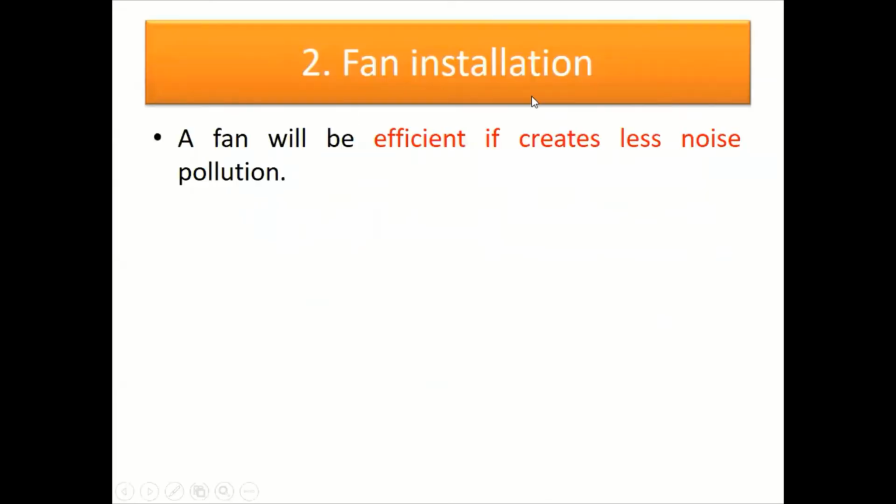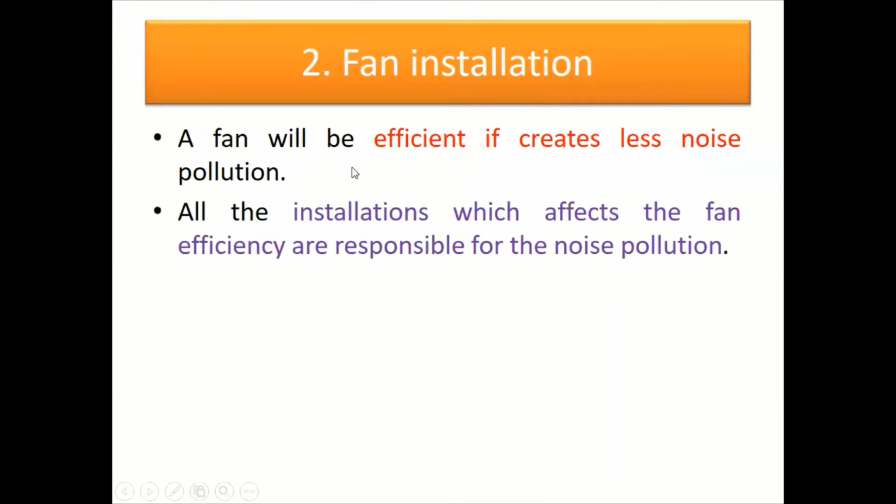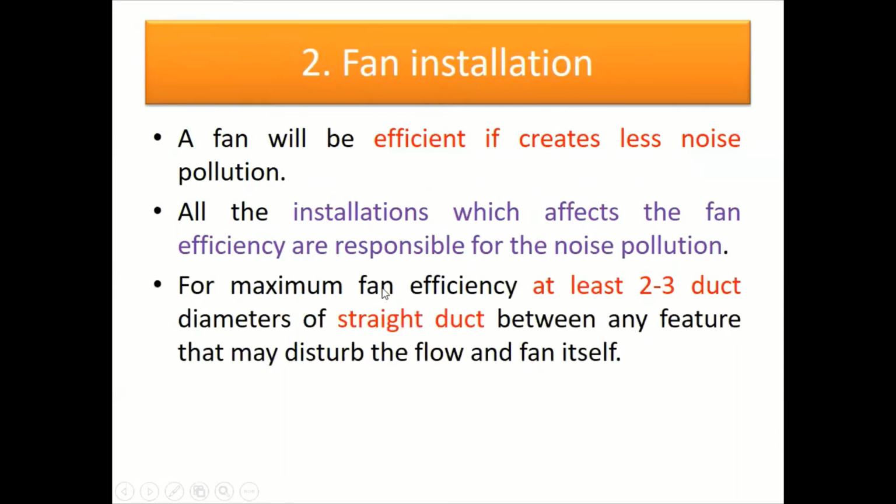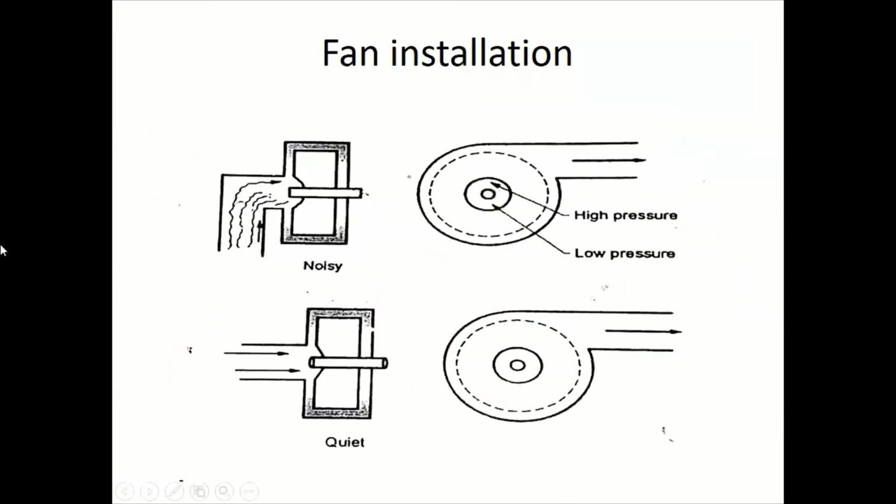Then second, fan installation. A fan will be efficient if it creates less noise pollution. All the installations which affect the fan efficiency are responsible for the noise pollution. For maximum fan efficiency, at least 2 to 3 diameters of straight duct should be kept between any features that will disturb the flow and the fan itself. It can reduce up to 3 to 20 dB of noise. So this is the standard method of installation of the fan.